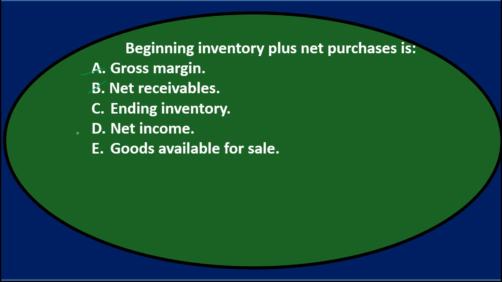And then net income, inventory plus purchases. We don't see anything related to income unless it's doing something kind of funny. These are two balance sheet type of accounts, or inventory is a balance sheet type of account. Net income is an income account. So unless we're kind of backing into it, that doesn't seem quite right. And then goods available for sale. So I'm going to leave that one for now. We got the C and the E. Beginning inventory plus net purchases is either C, ending inventory, or E, goods available for sale.